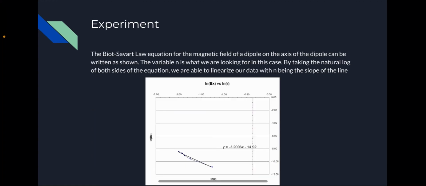The Biot-Savart law equation for the magnetic field of a dipole on the axis of the dipole can be written as shown. The variable n is what we are looking for in this case. By taking the natural log of both sides of the equation, we are able to linearize our data, with n being the slope of the line.